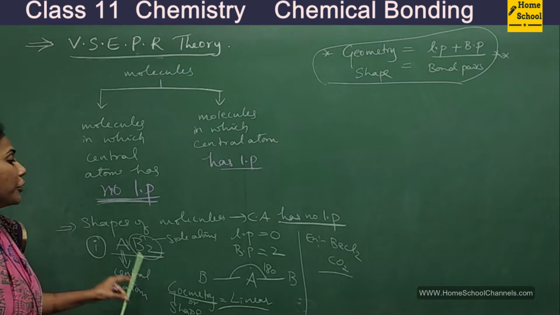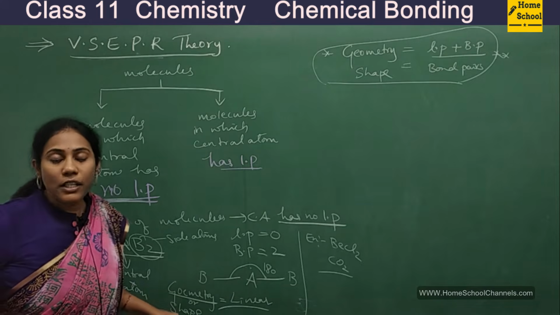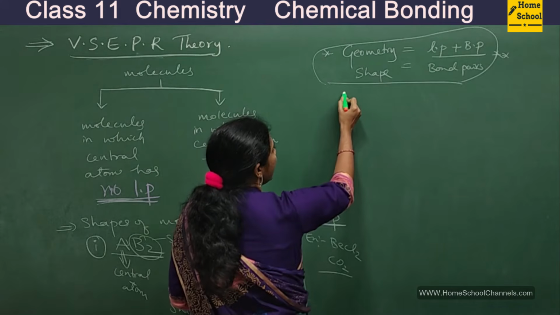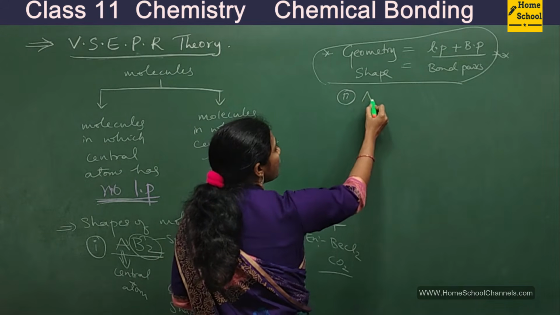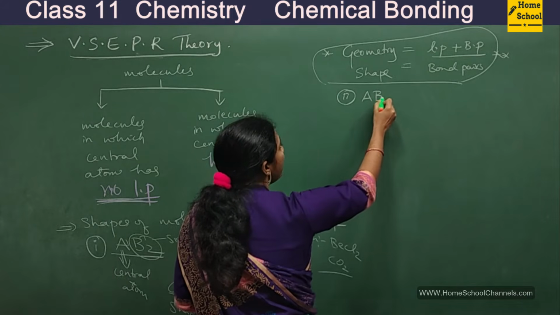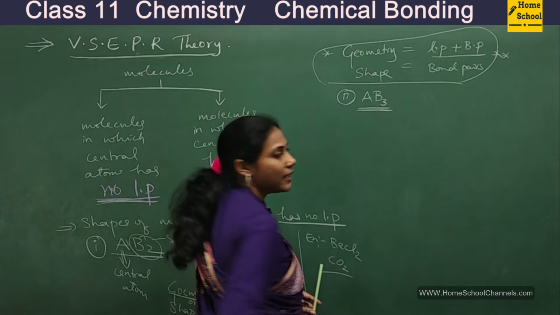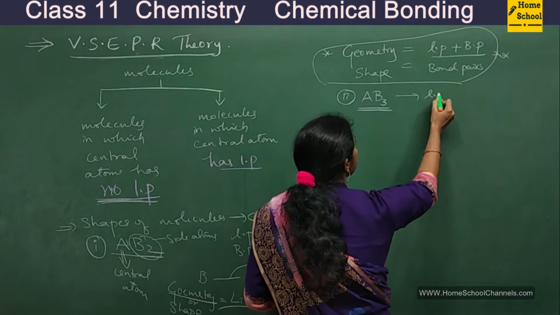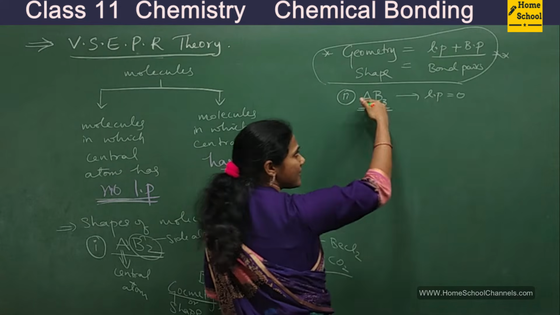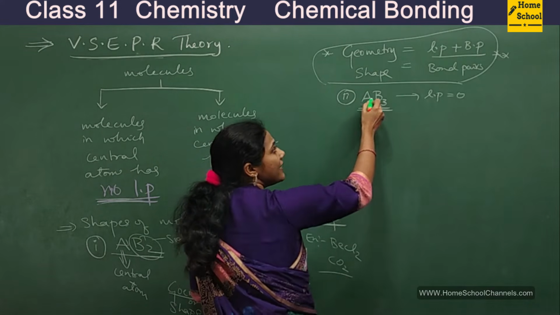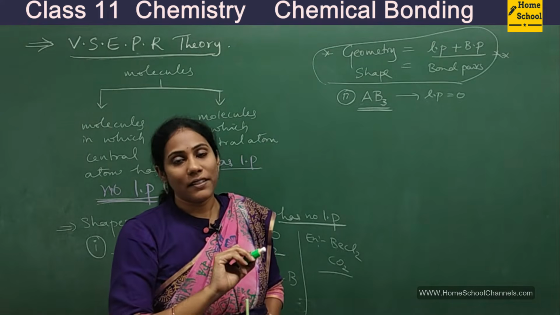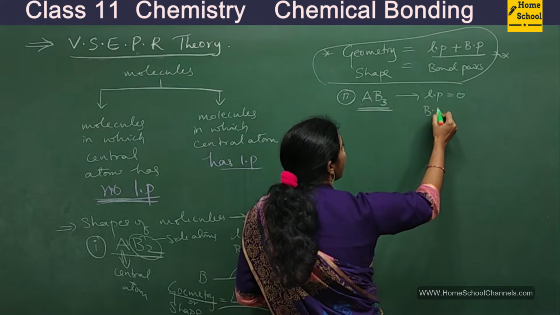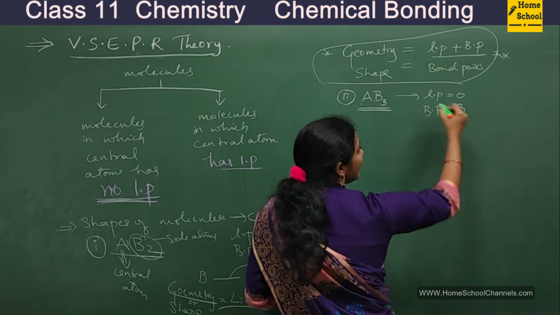So this is how you have to identify geometry or shape. Now let us go to the next variety. If the molecule has a formula of AB3 type, can you tell me how many lone pairs are there? Lone pairs are 0, because we are discussing all these under the heading where the central atom has 0 lone pairs. So how many bond pairs are there? Bond pairs are 3, isn't it?